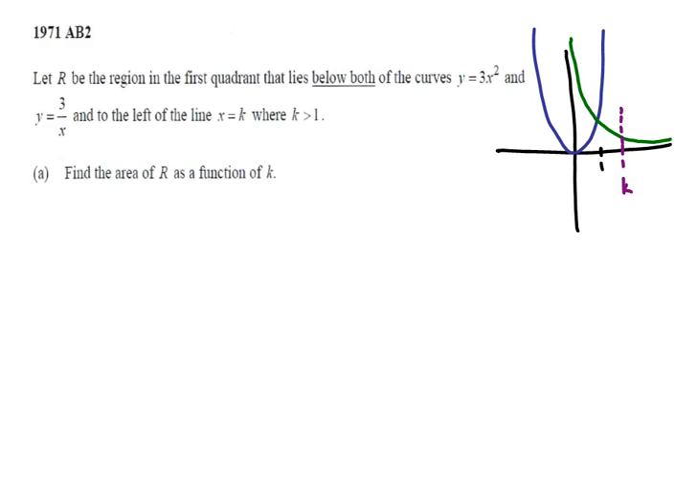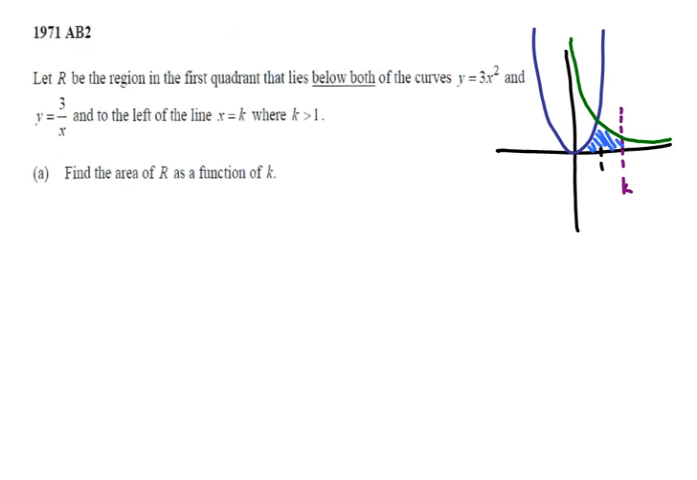Whatever it is, it now establishes the area under a curve, which would be that particular light blue shaded area there. The further k is to the right, the more area there'll be. The further k is towards 1, the less area there'll be. All right, so what we want to do is find the area of R as a function of k.